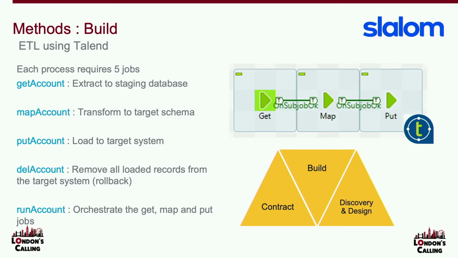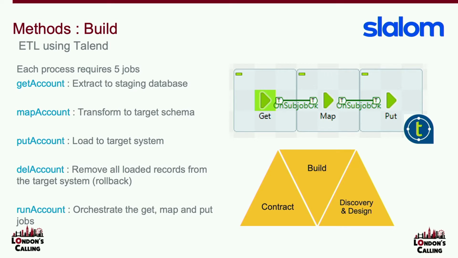One, a delete job to remove the data and do your rollback, and then a run job, which pulls everything together and allows you to do the get, map, and put, or to run all the gets, all the maps, and all the puts. The reason I isolate these things into these sub-jobs is that it means I can run part of the process without running the whole.